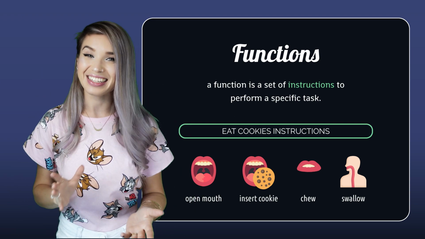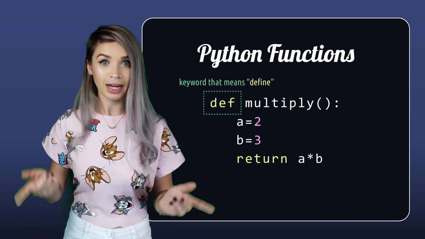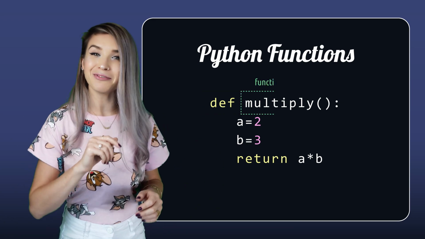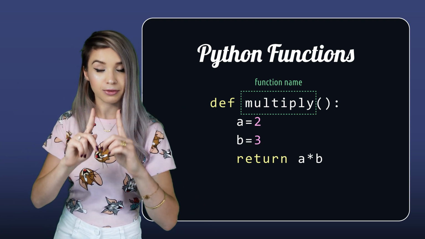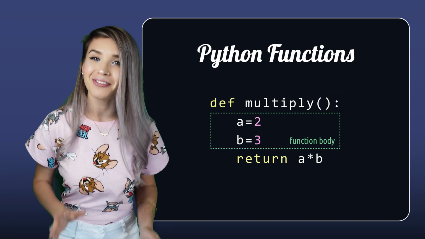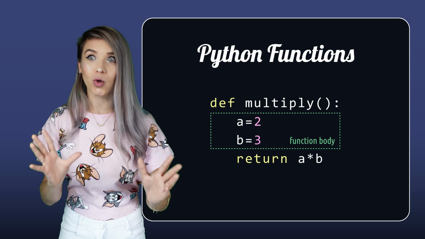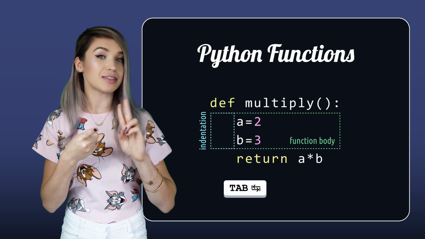Now let's see some Python examples. First, we define a function with a def keyword. Next, we choose a name for this function, in our case, multiply. We then add a set of round brackets, followed by a colon, and we enter the body of the function. Now the body is always indented, either with a tab character or with a bunch of spaces.